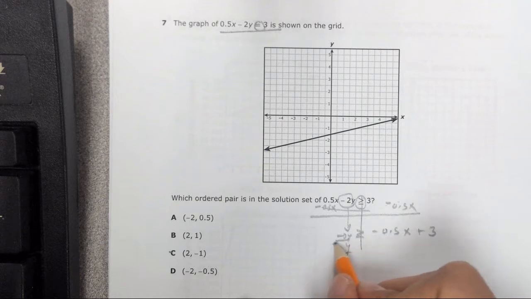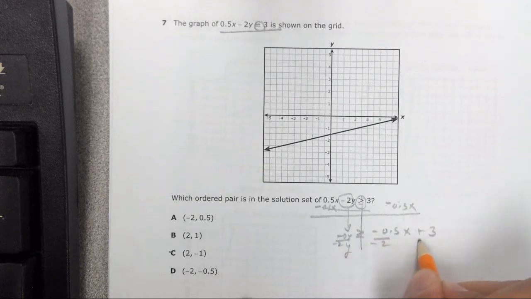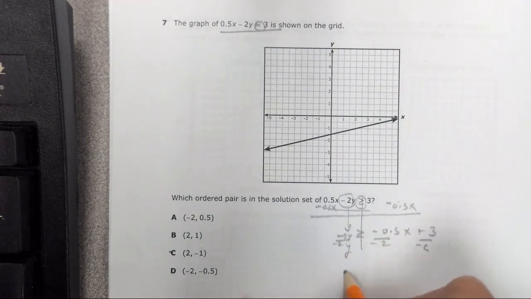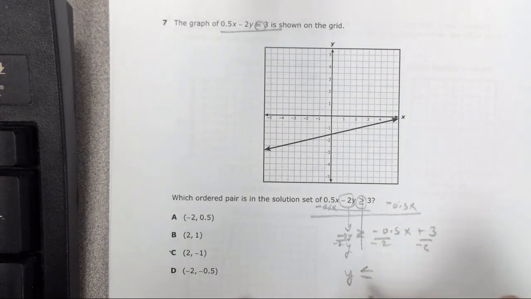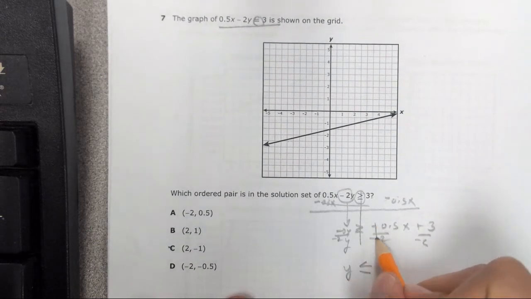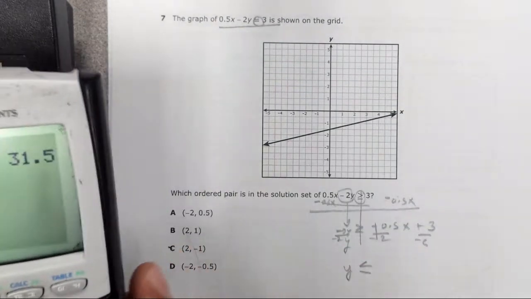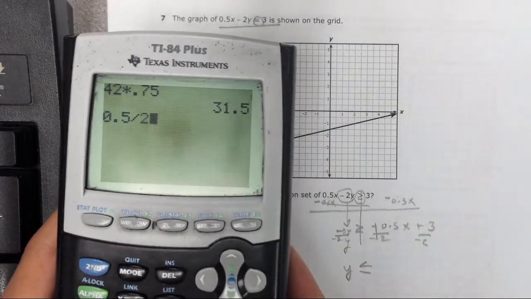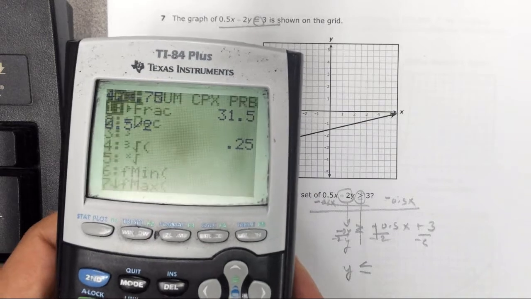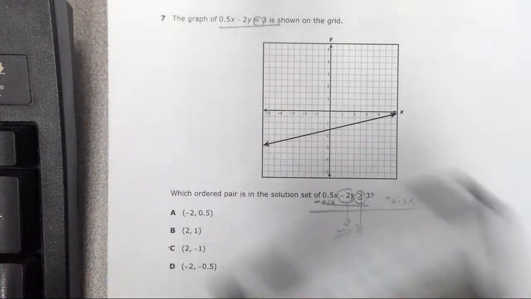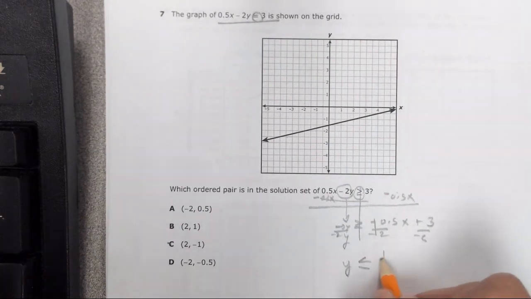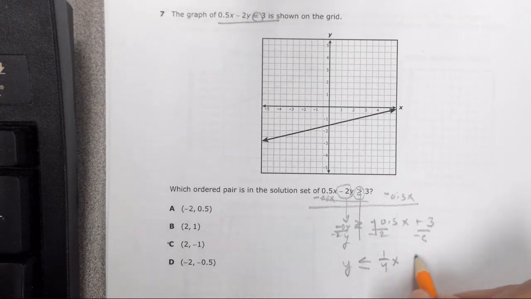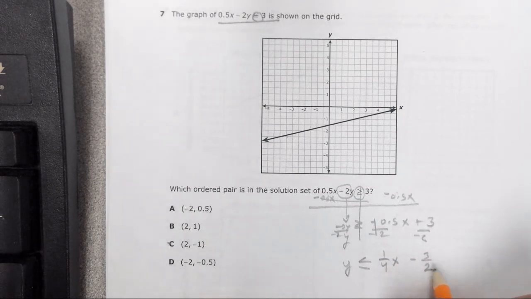And now I've got to divide by a negative sign. Now remember, whenever you divide by a negative, you have to flip the inequality. So instead of y greater than or equal to, it's actually y less than or equal to. These cross out. And I got this weird looking decimal, 0.5 divided by 2. And if I make that a fraction, it's 1/4. 1/4 x. And we have minus 3 over 2.